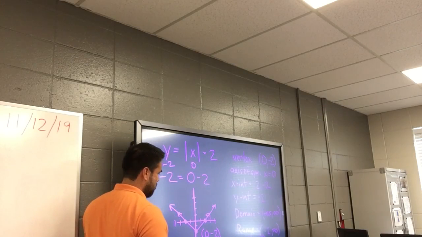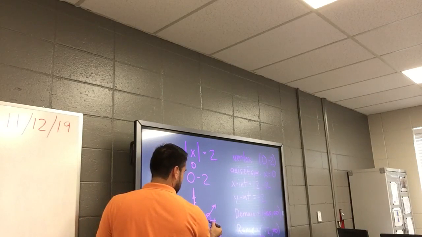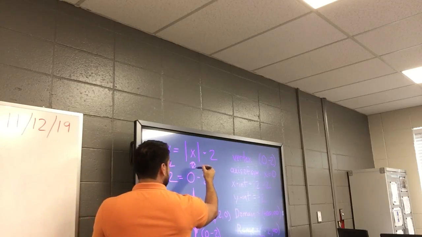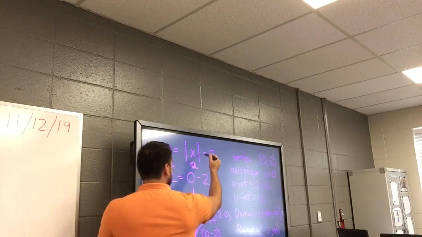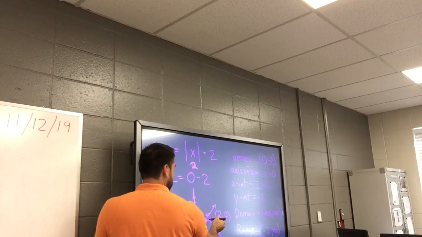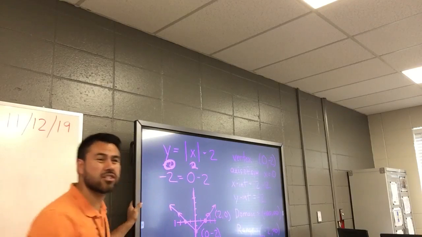Let's go with 2. Negative 2. Is 2, negative 2 on the graph? 2, 0. 2, 0, right? 2, 0. All right. If x is 2, absolute value of 2 is 2, what's 2 minus 2? Do we get that point? Do you guys see how you could check it?